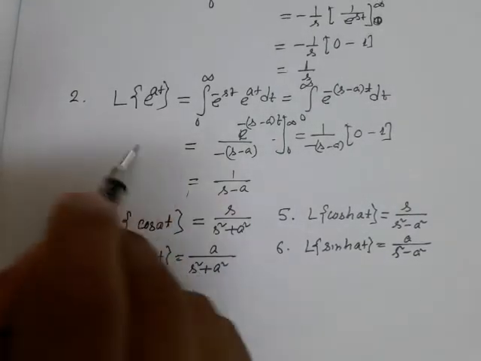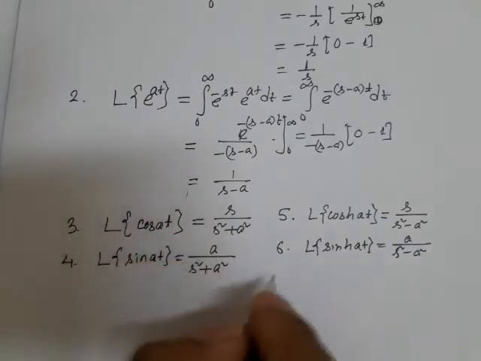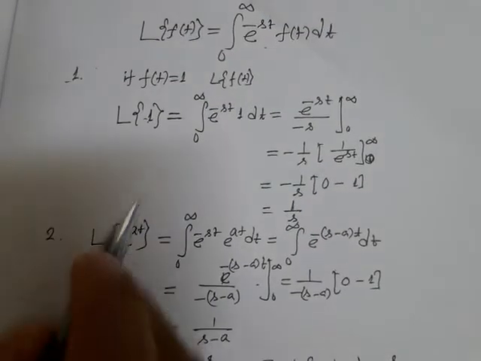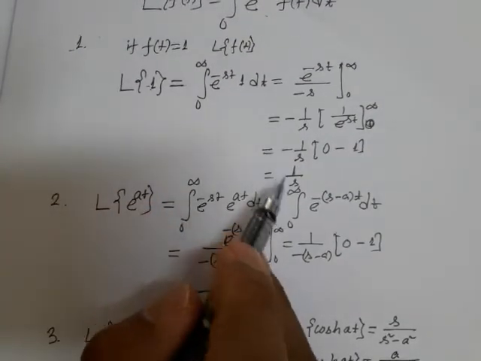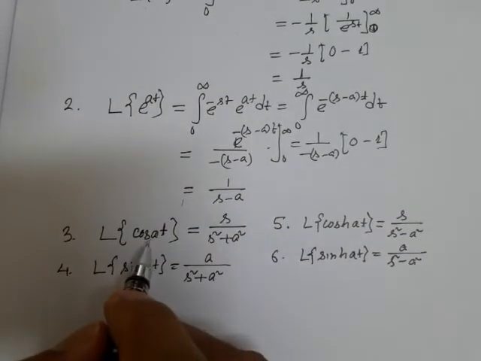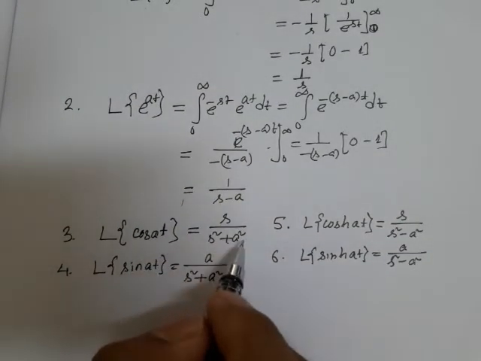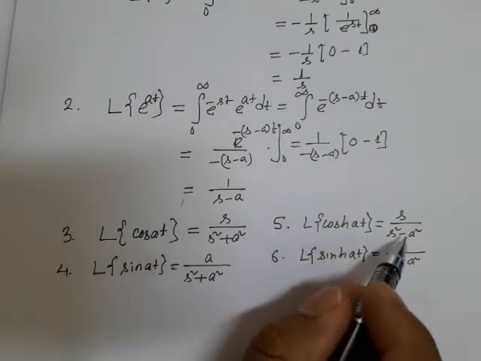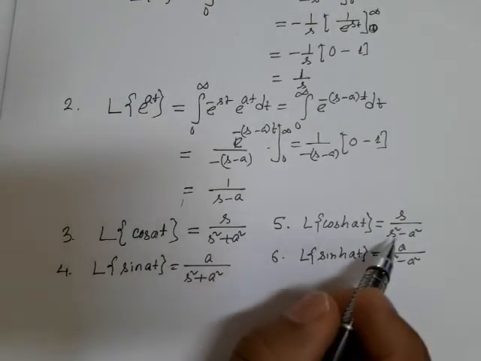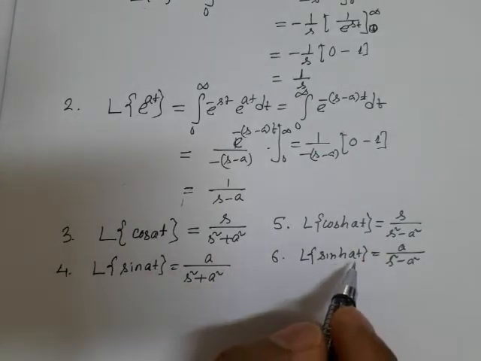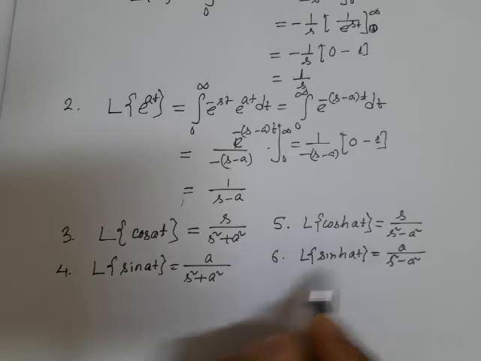So what was formula number 1? L of 1 is 1 by s, L of e to the power at is 1 by s minus a, and cos at is s by s square plus a square, and this is cosh at. The difference is here plus and here minus. Similarly, sin at and here sinh at. You can see the difference.